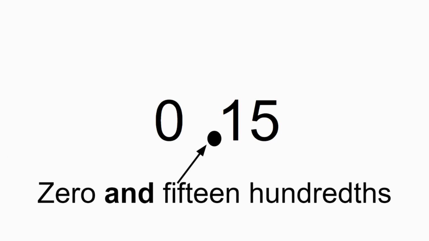How do you say this number? You say 0 and 15 hundredths. Or you could just say 15 hundredths. But I like to say 0 and 15 hundredths, because sometimes if you just say 15 hundredths and you don't say it really clearly, people might think you said 1500, and then it's confusing. But if you say 0 and 15 hundredths, it helps you recognize that that person's trying to name a decimal.